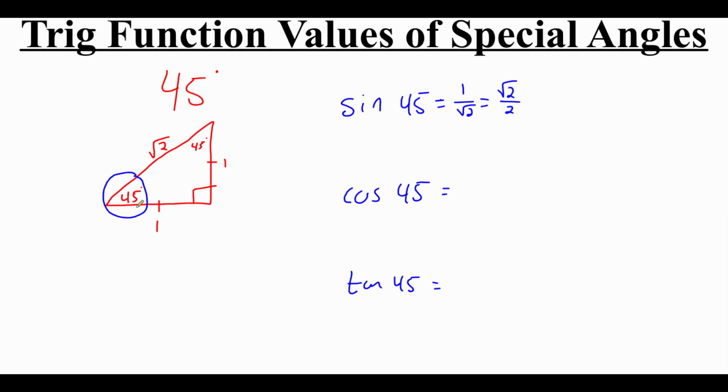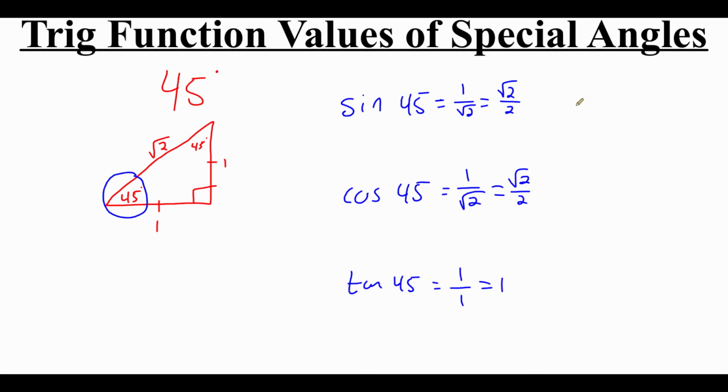Now if I do the cosine of 45, cosine is adjacent over hypotenuse. Since that adjacent side is 1, we're going to get 1 over root 2 again, and that's going to rationalize to be root 2 over 2. And then for the tangent, we do opposite over adjacent, so we're going to do 1 over 1, but 1 divided by 1 is just 1.